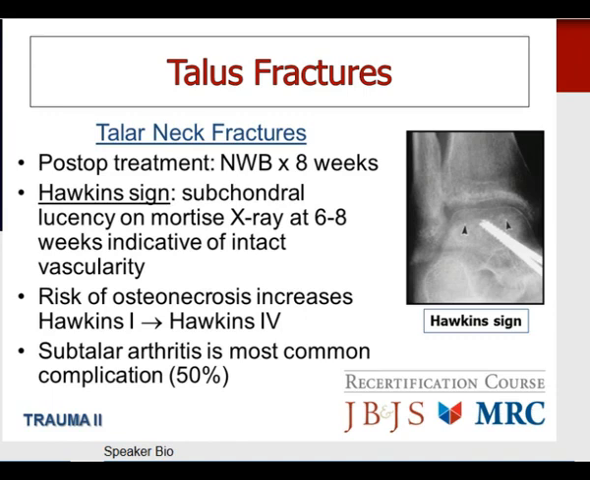The risk of osteonecrosis with talar neck fractures increases exponentially as you go from a Hawkins 1 to a Hawkins 4, with virtually 90 to 100% risk of osteonecrosis in Hawkins 4 injuries. Subtalar arthritis is the most common overall complication in talar neck fractures.